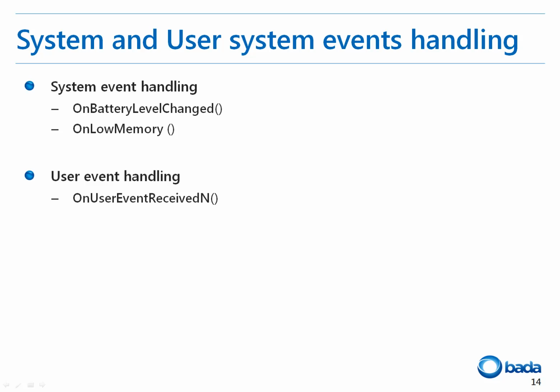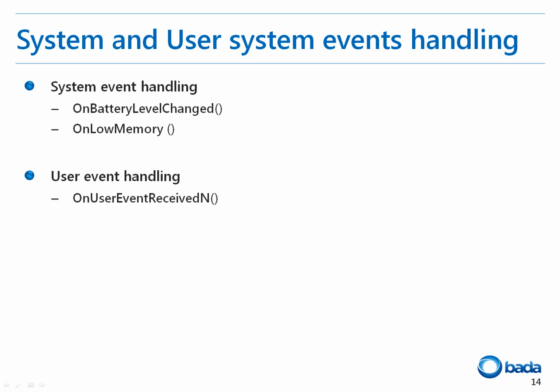Here, we'll see how the application can handle system events and user events. The system events that the application needs to handle are the battery event and the memory event. Applications that use multimedia resources, such as the camera and media player, need to check the battery level in the OnBatteryLevelChanged event handler. This event handler is called when the battery level changes.